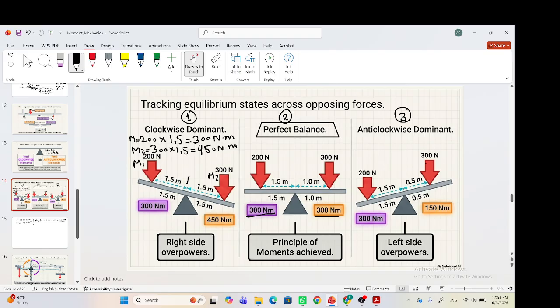Okay, now come to the third point. In the third point, if we apply the same moment, we have 200 newtons on the right side multiplied by a distance of 1.5, so here we will have 300 newton meters. And on the other side, we have 300 newtons multiplied by 0.5, and the result will be 150 newton meters. So now see that the left side is much more than the right side. So the object will move anti-clockwise because the moment of the left side is more than the moment of the right side.